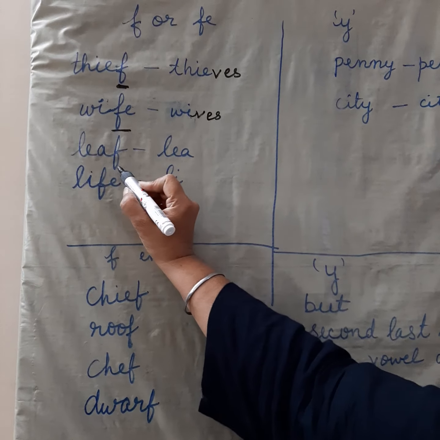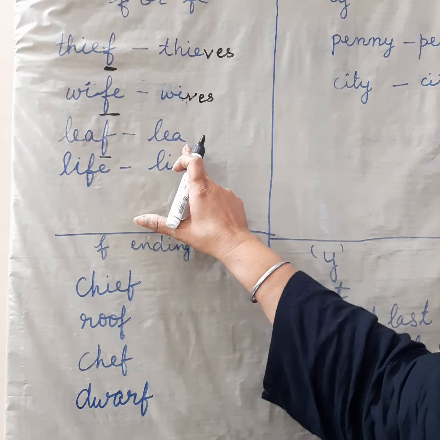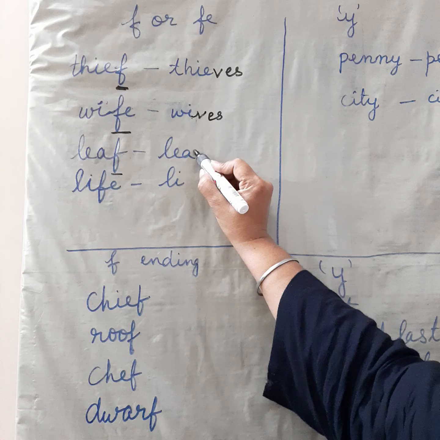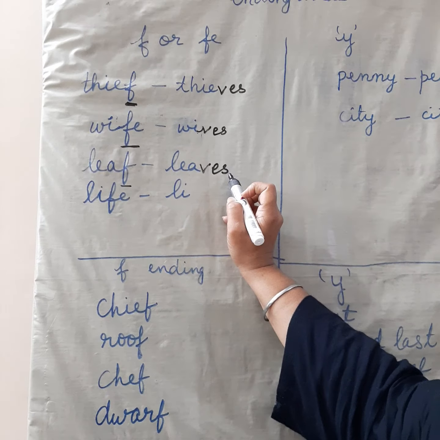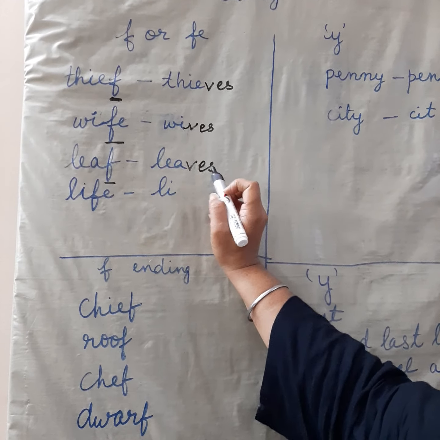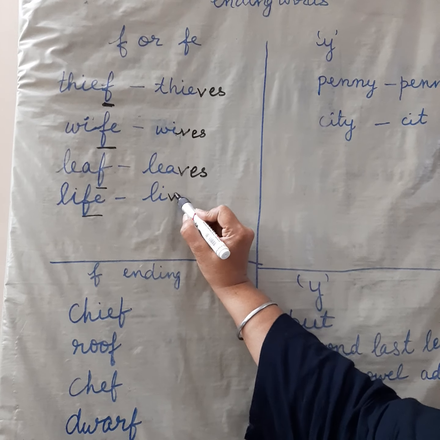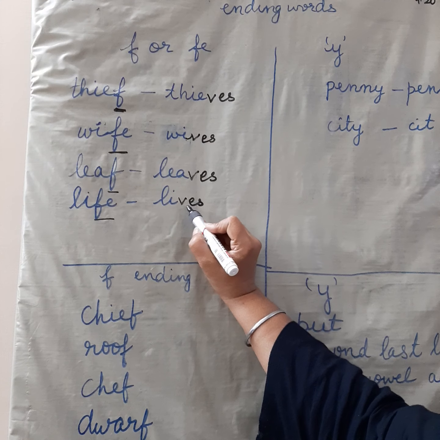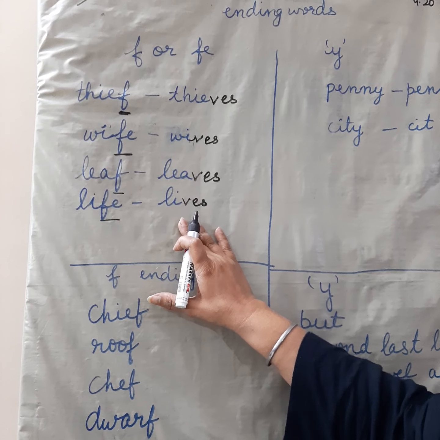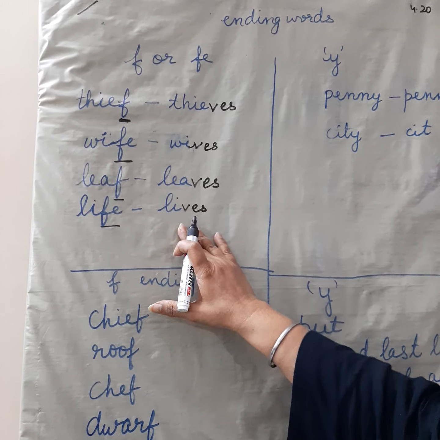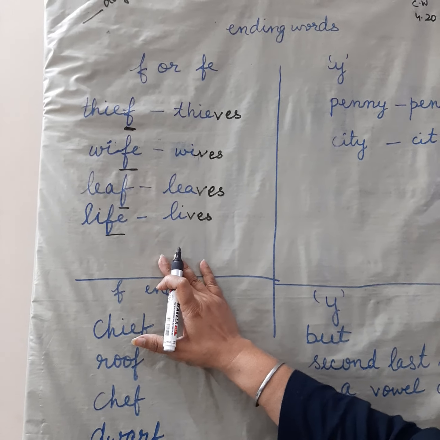Here it is ending with F, leaf. So to make it plural, we will replace this F with VES, and then leaves will be the plural form of leaf. Here again FE, life. To make it plural, we will replace FE with VES and it will give you the plural of life. That will be lives.